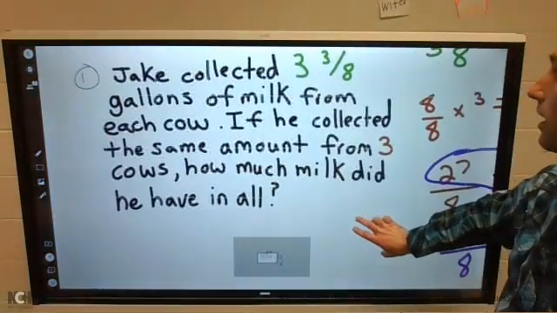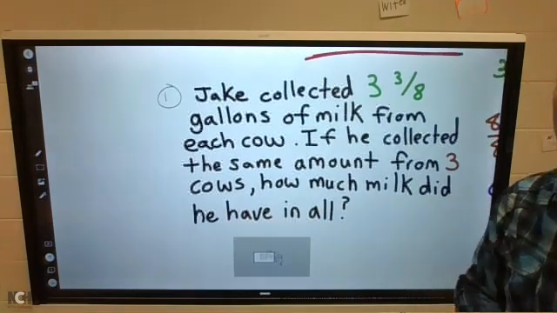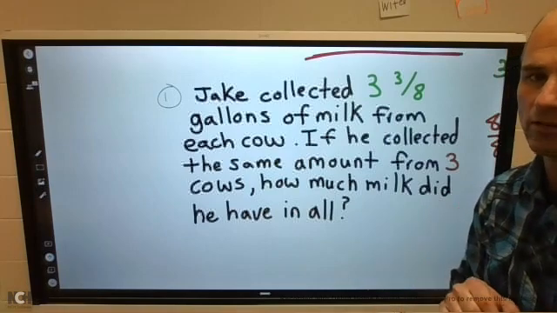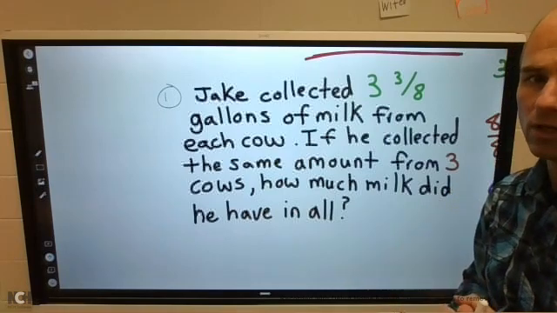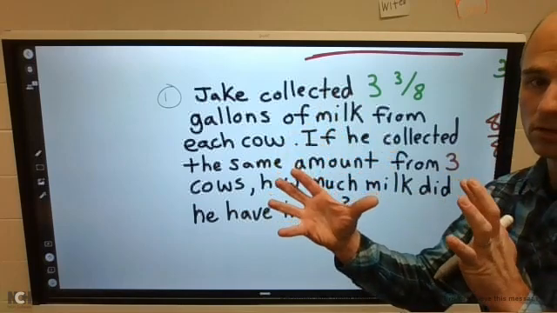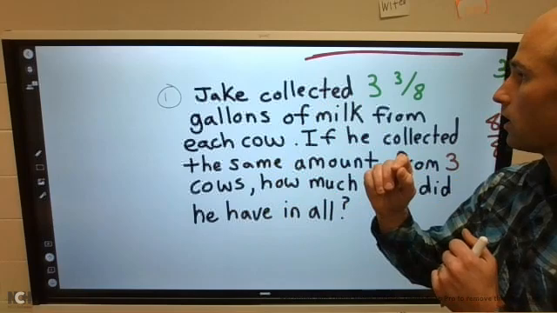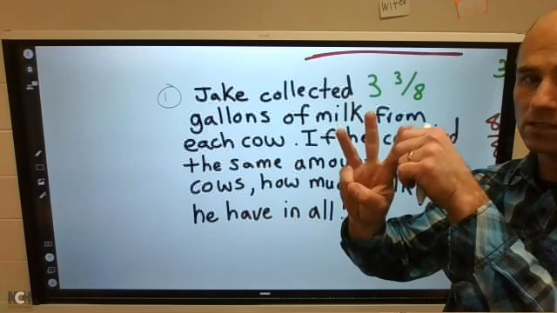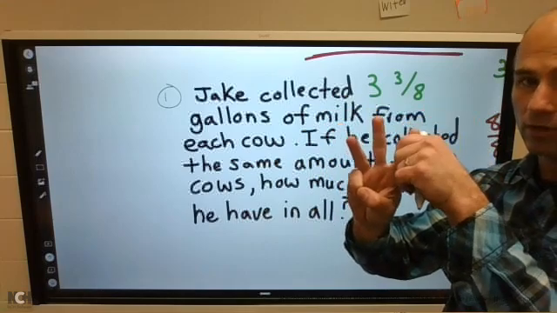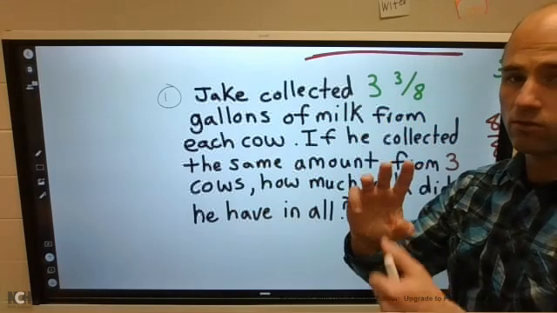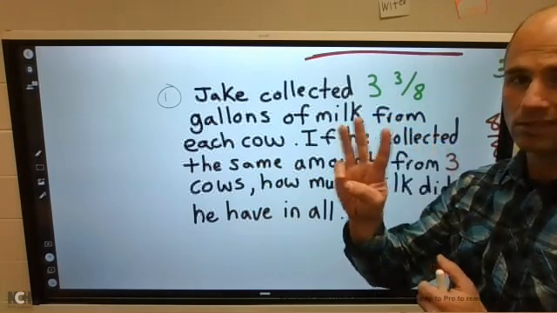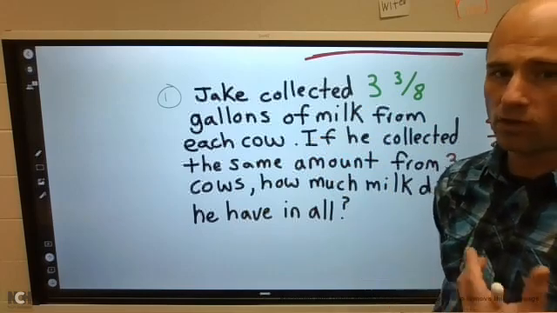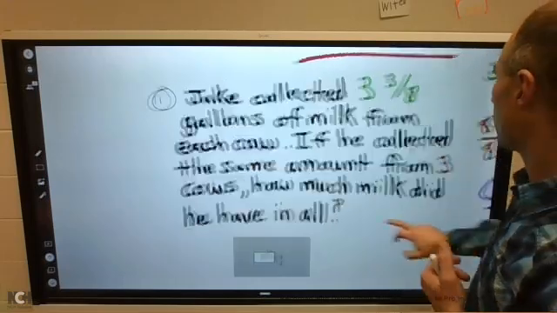So we have Jake here who collected 3 3/8 gallons of milk from each cow. If he collected the same amount from 3 cows, how much milk did he have in all? So I have 3 cows. Each of them is supplying 3 3/8 of milk. 3 3/8, 3 3/8, 3 3/8. So I could just add 3 3/8 3 times. But we're 5th graders. We're not doing repeated addition. We're using multiplication. So here's how we're going to do that.